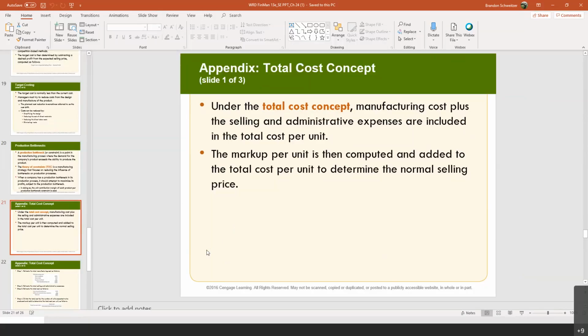The markup per unit is then computed by adding the total cost per unit. The markup is added to the total cost per unit to determine the normal selling price.